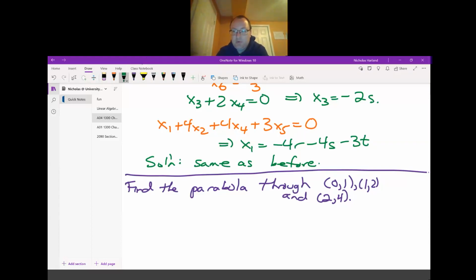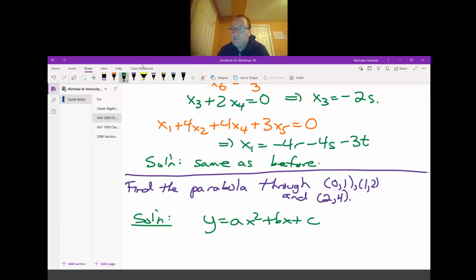Now, this might seem like a weird question considering this is linear algebra and a parabola is very much not linear. That being said, this is still a linear algebra style question. So we're trying to solve for the parabola. What is the general equation of a parabola? So y equals ax squared plus bx plus c.